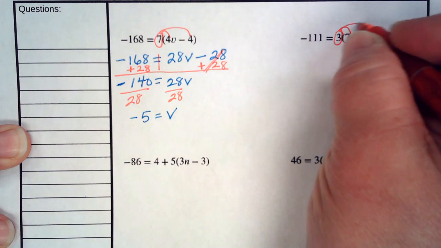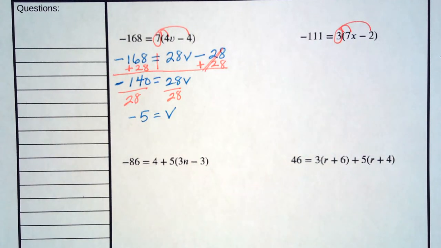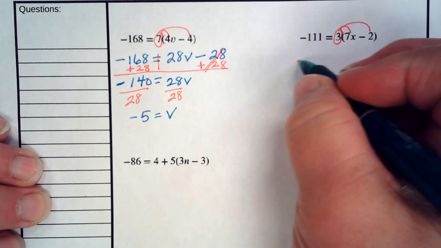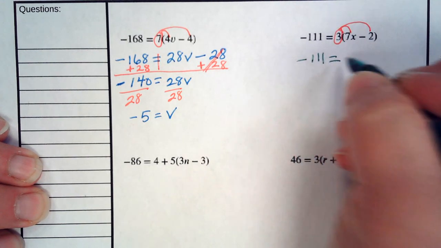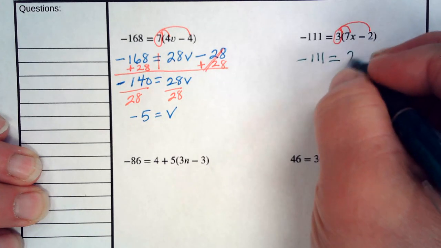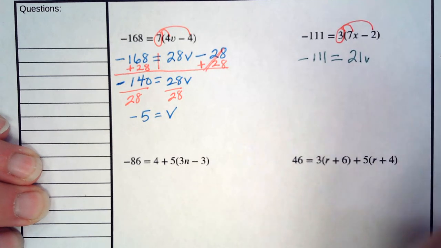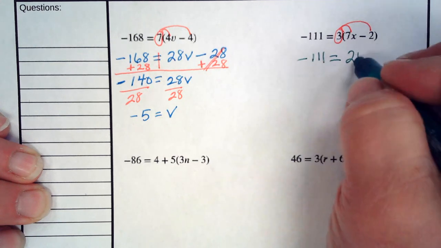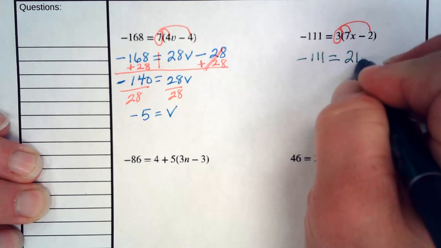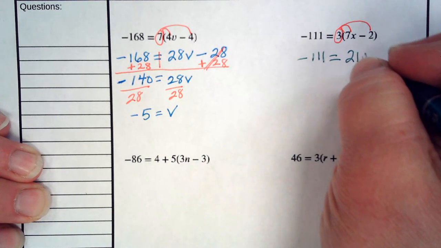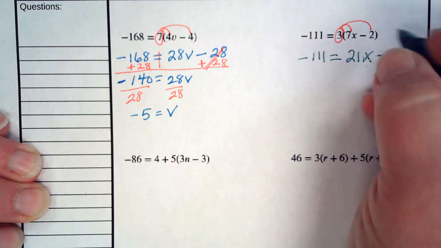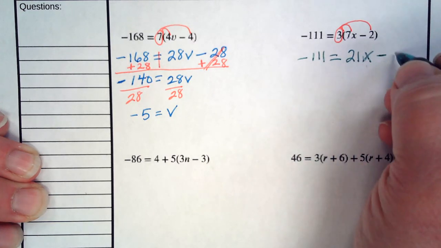3 gets distributed to both. Okay, negative 111 is equal to 3 times 7 is 21, followed by x. I almost put a v there, but it's an x. Minus 3 times 2 is 6.